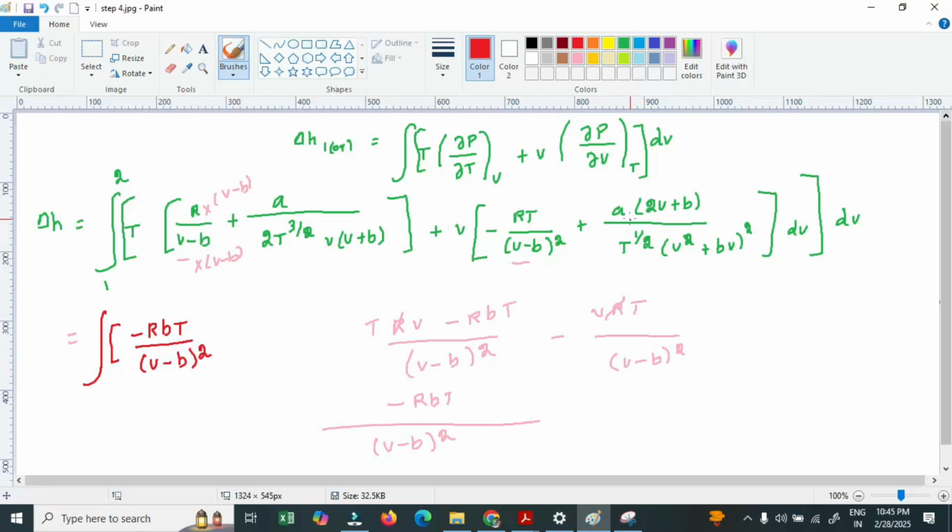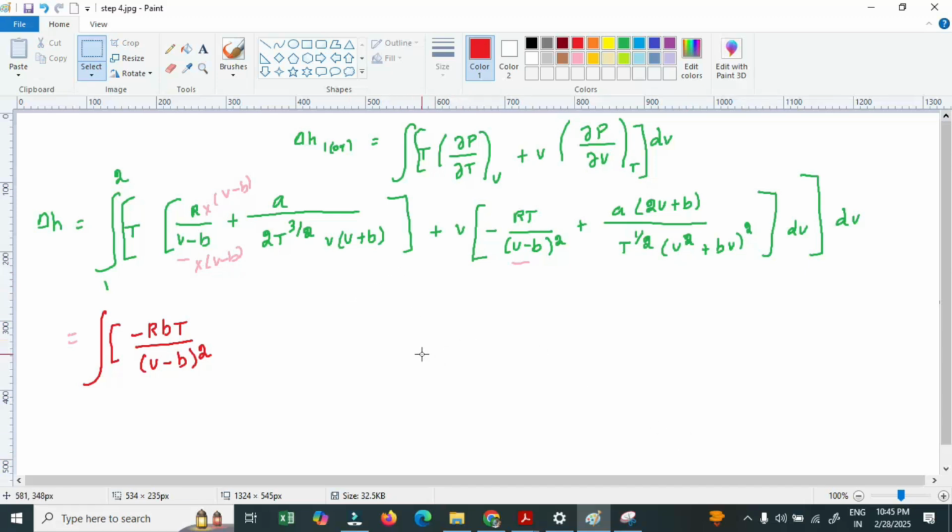Okay, removing this term, I have no need of that. What I can do is plus A divided by T power 1 by 2. Let me take that as the common term. Okay, now the remaining terms I have to put together here.